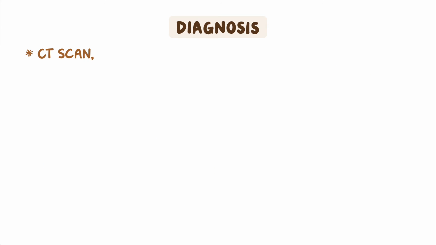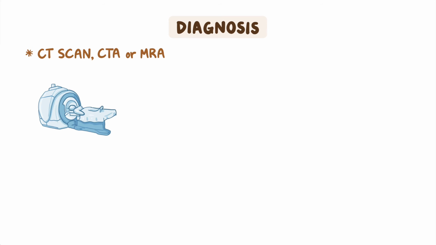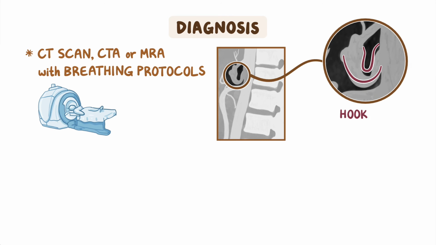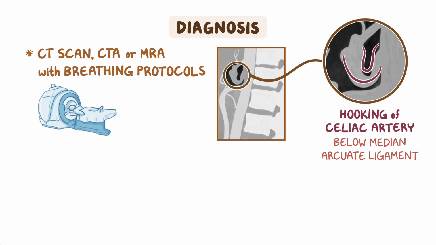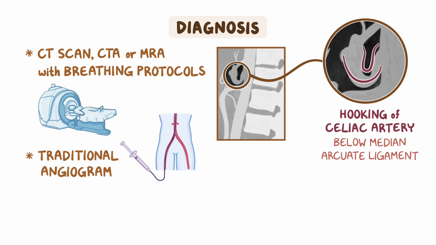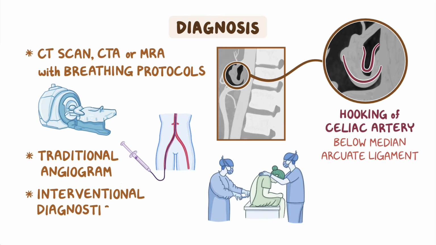Additionally, a CT scan, CTA, or MRA should be done with breathing protocols to look for the characteristic hooking of the celiac artery below the median arcuate ligament. In some patients, a traditional angiogram may be required. An interventional diagnostic nerve block may be suggested as well.